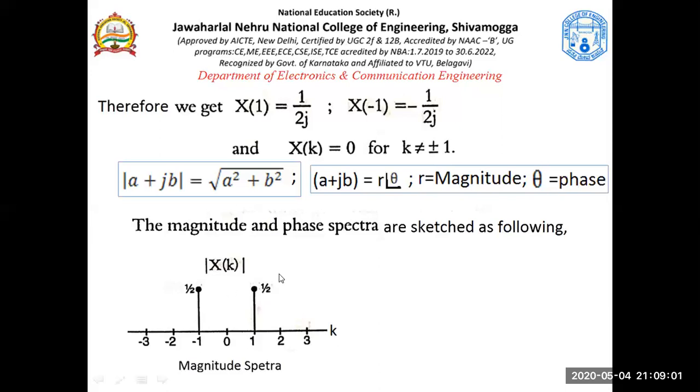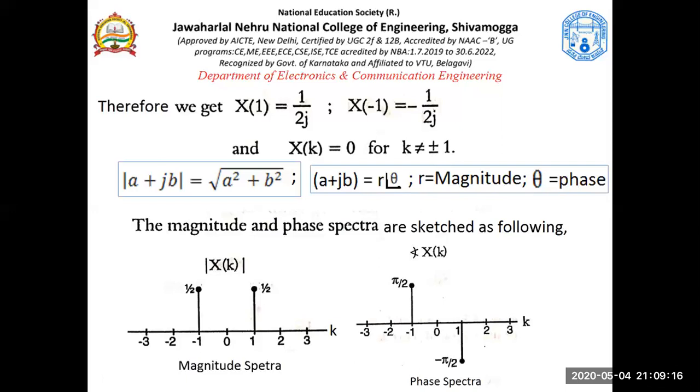What is the phase spectra? You need to do r theta. You just need to bring it to r theta form. This is in a plus jb form. Bring it to r theta form in your calculator, and extract theta from there. That would be your phase, which happens to be this. Everybody understand? I repeat, this is in a plus jb form. In your calculator, convert this into r theta form. This theta would be the phase. So this is the phase spectrum.